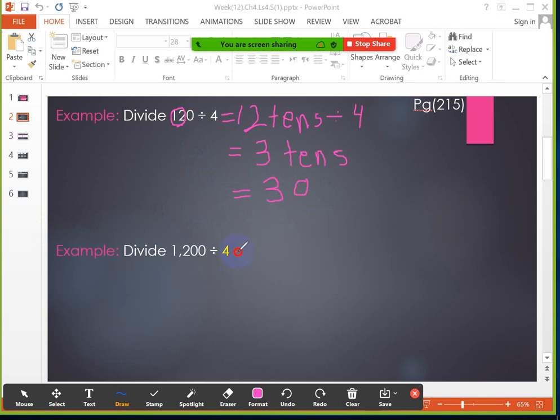What about if I have a thousand number? I will use the same strategy. 1,200 divided by 4. If I want to write this number 1,200 without those two zeros, it will be 12 what? 12 hundreds, right?